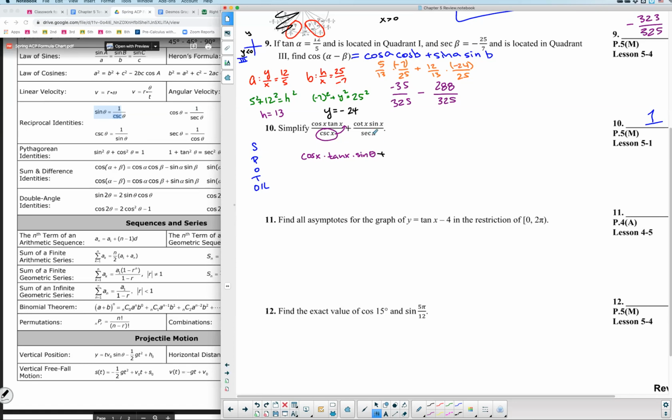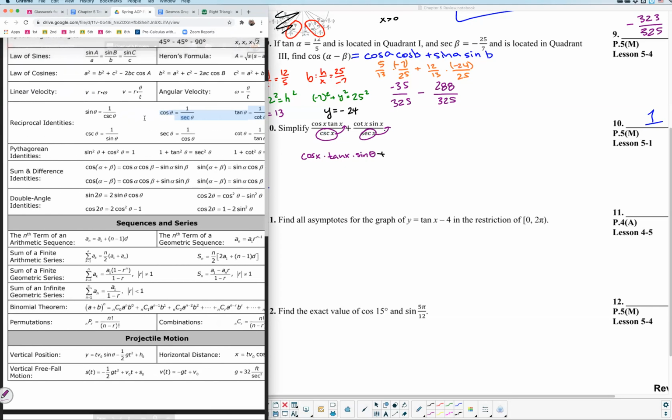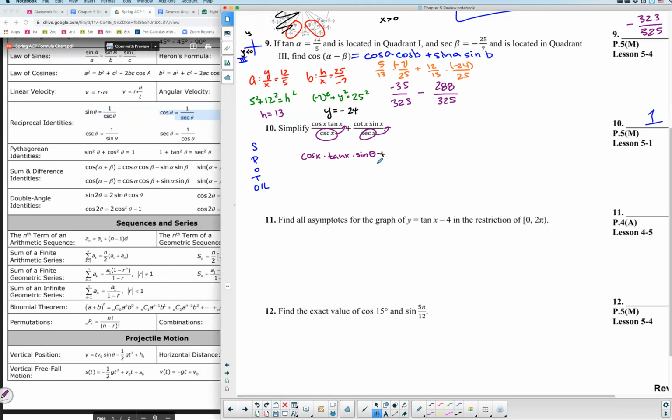Now on the other side, I have a secant in the denominator. So I'm dividing by secant. Well, dividing by secant is right here. Dividing by secant is the equivalent to multiplying by a cosine. So instead of dividing by a secant, I'm going to multiply by a cosine. So that was the T, the transform, and that was called reciprocal identities.